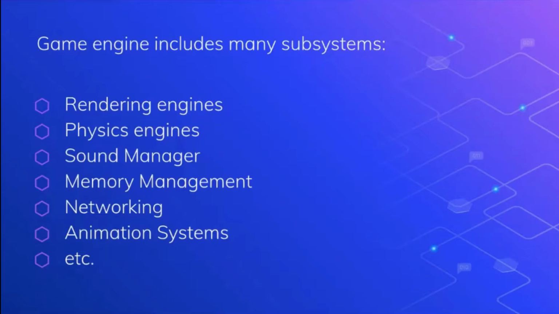As I said, game engines provide us a lot of features. They already have rendering engines, physics, sound manager, memory management, networking. These things are already built in, so it's similar to having a framework. If you use Android Studio to develop apps, it already has a lot of things pre-programmed, so you need not worry about that. That's why we use game engines.